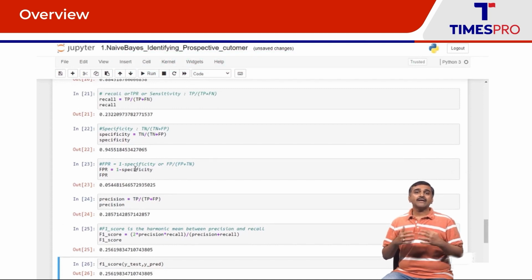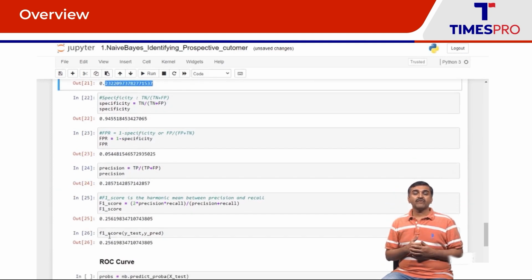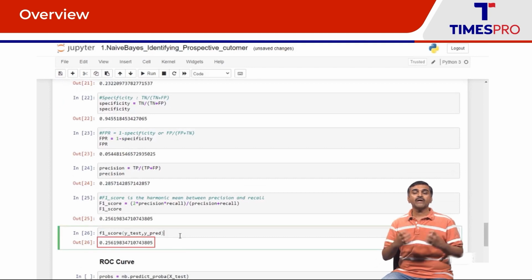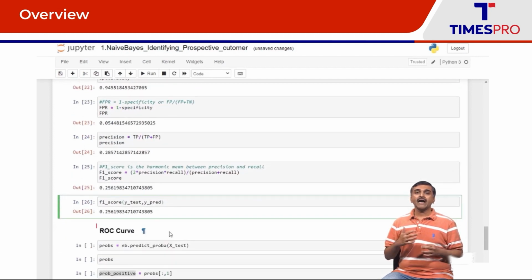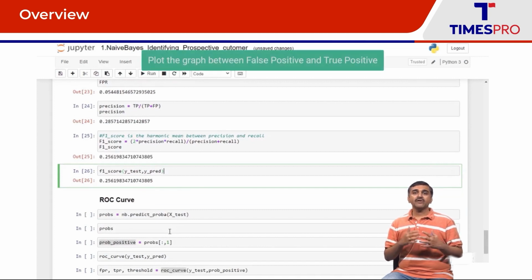Let's take a look at precision over here. Precision is 0.28, which is a lower value. Recall is also small, at 0.23, which results in a much lower overall value of the F1 score. Let's move on further and obtain the ROC curve and the area under this curve. In ROC, we plot a graph between the false positive rate and the true positive rate.